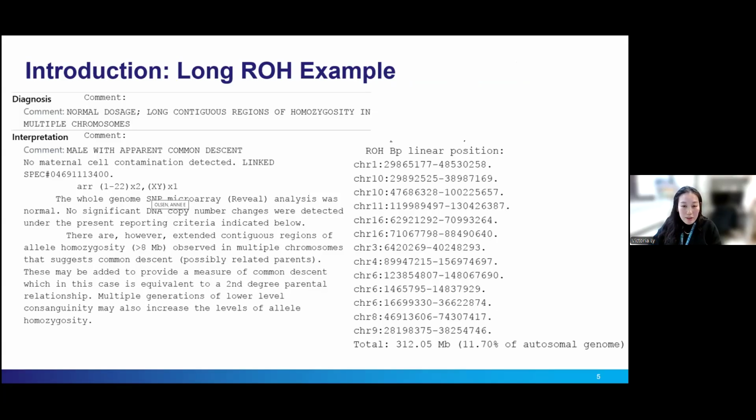This chromosomal microarray demonstrates a long region of homozygosity greater than 8 megabases, including its chromosomal location and the percentage of the autosomal genome affected, shown on the right. The extent of ROH helps estimate parental relatedness. In this case, the patient and her partner were known first cousins.